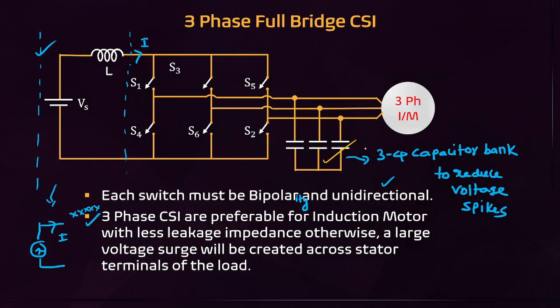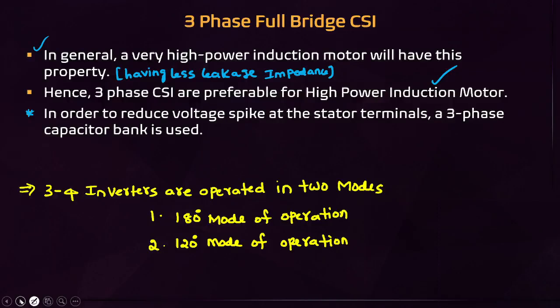What is the purpose of using a capacitor bank? A three-phase capacitor bank is used to reduce voltage spikes. If there is more voltage spike, there is a short circuit at the terminals. That's why, to overcome that problem, we use the three-phase capacitor bank. A three-phase full bridge inverter is also very important. In general, a very high power induction motor will have this property, having less leakage.